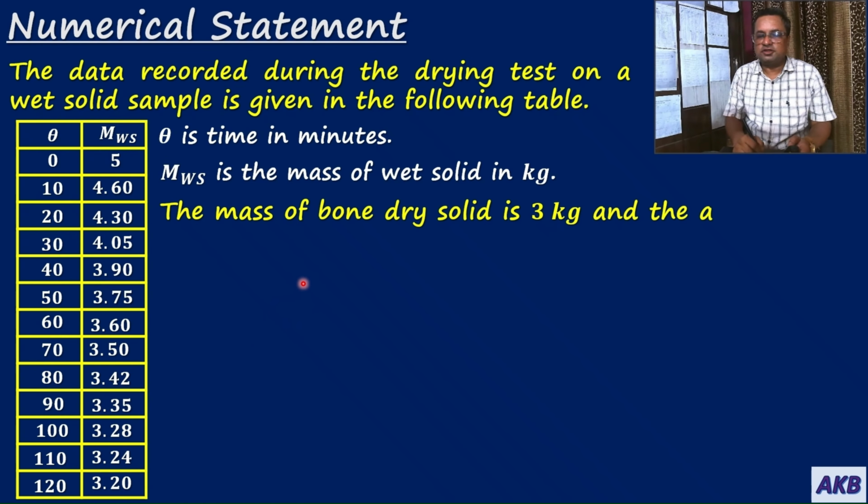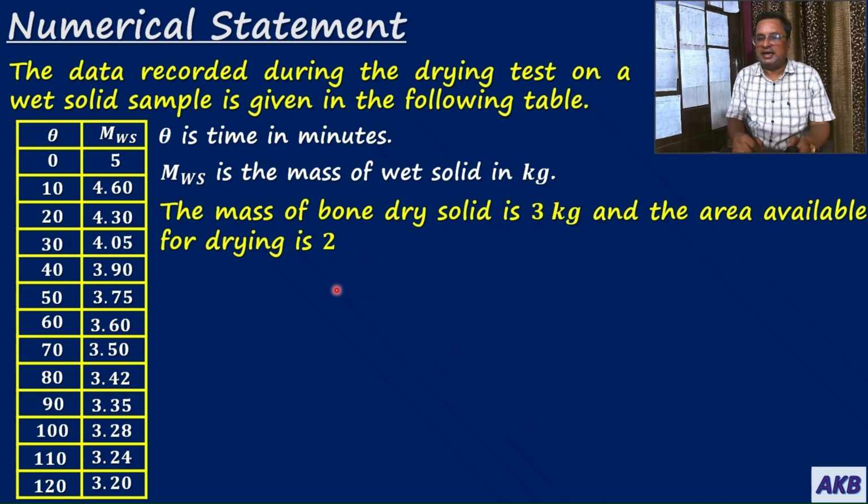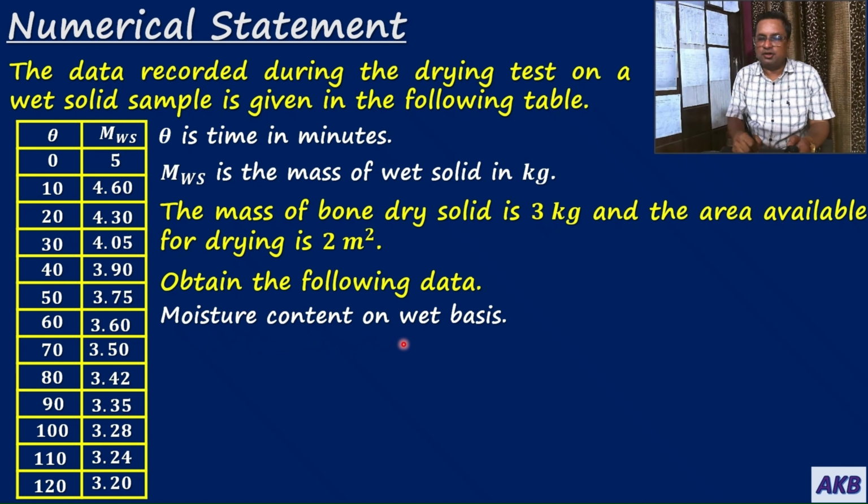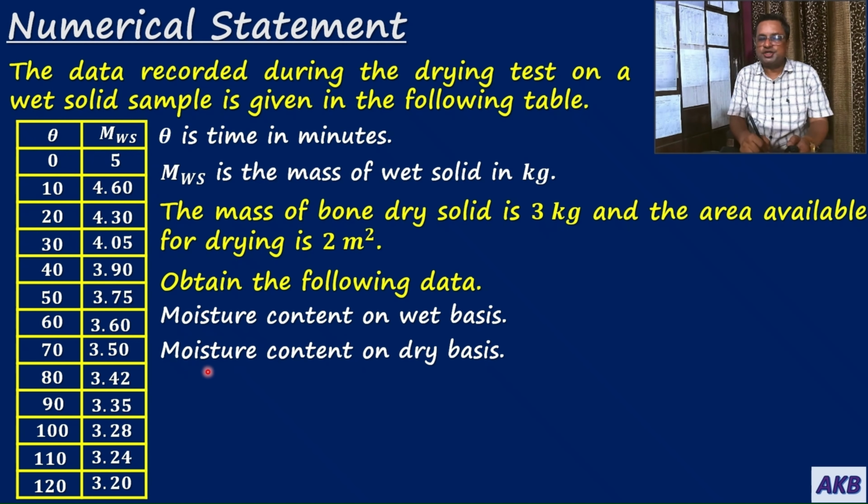Then the mass of bone dry solid is 3 kg, and the area that is available for drying is 2 meters square. Then what are we supposed to do? First, we have to get the following data. We have to get moisture content on weight basis after every 10 minutes. Then we also have to get moisture content on dry basis after every 10 minutes.